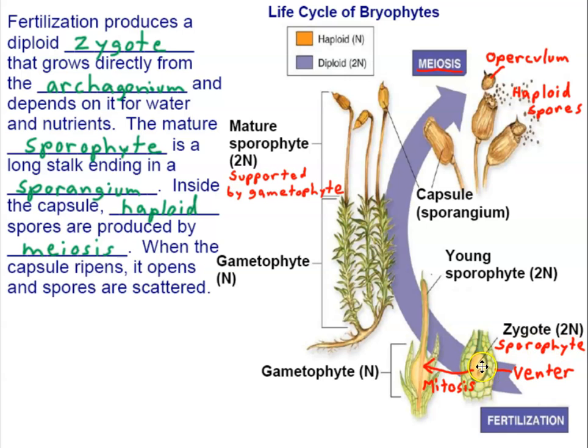It simply divides by mitosis and develops into a separate plant, a separate individual, but it's growing right out of the archegonium at the tips of the female gametophytes, and supported nutritionally by the female gametophyte, because the sporophytes are not photosynthetic. They're diploid, and they produce haploid spores by meiosis.